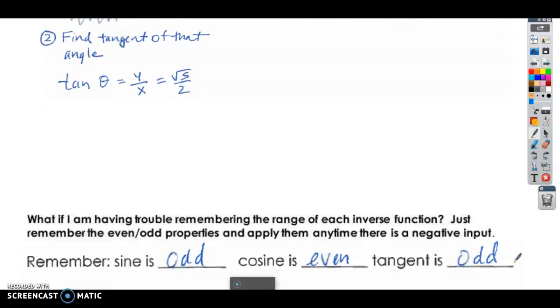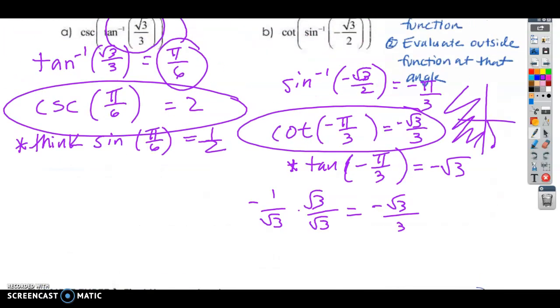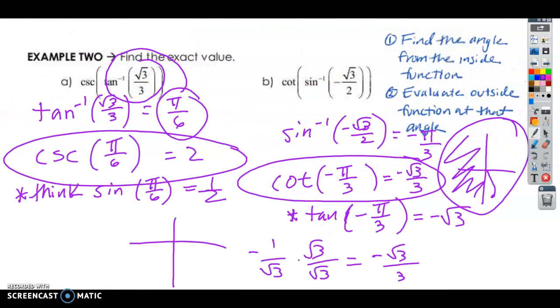And in summary, if you're having trouble remembering the range of each inverse function, just remember the even odd properties and apply them every time there's a negative input. So the sine is odd, the cosine is even, and the tangent is odd. So that's why the sine and the tangent are both restricted the same way, like this, and the cosine is restricted from 0 to pi, like this.